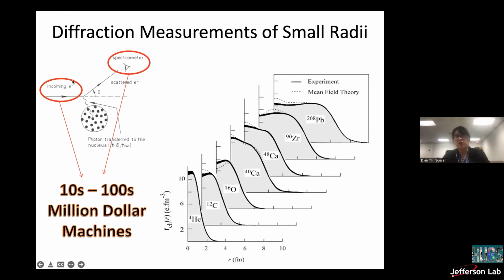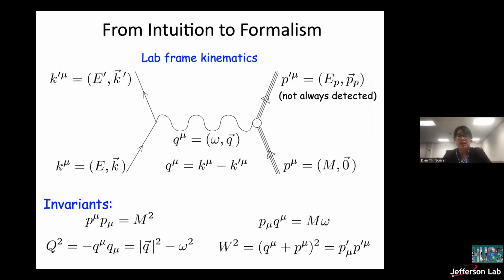Just to notice that building the incoming electron and spectator electron detection, all of this is a $10 to $1 million machine. So it's really expensive in terms of experiment as well. But as you can see, we know about charge distribution very well, and we are using elastic scattering for this type of understanding.